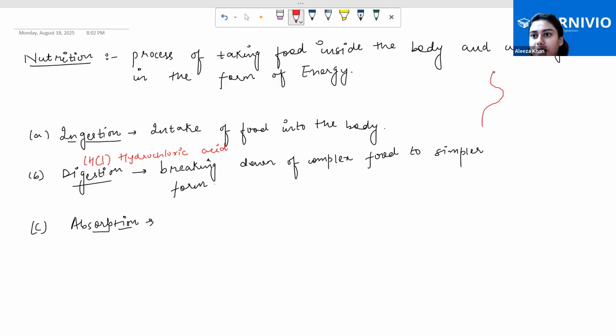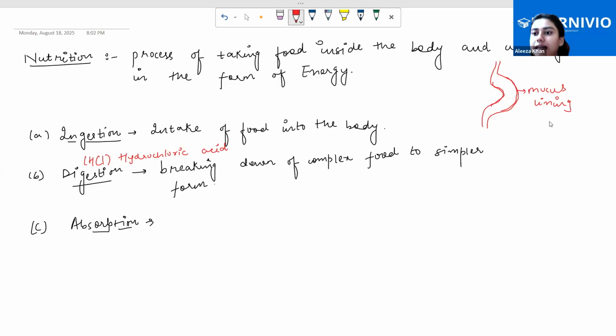This is the shape of your stomach. It has a covering, and the inside layer is of mucus. So this is the mucus lining. Once it depletes, this will cause acid reflux.